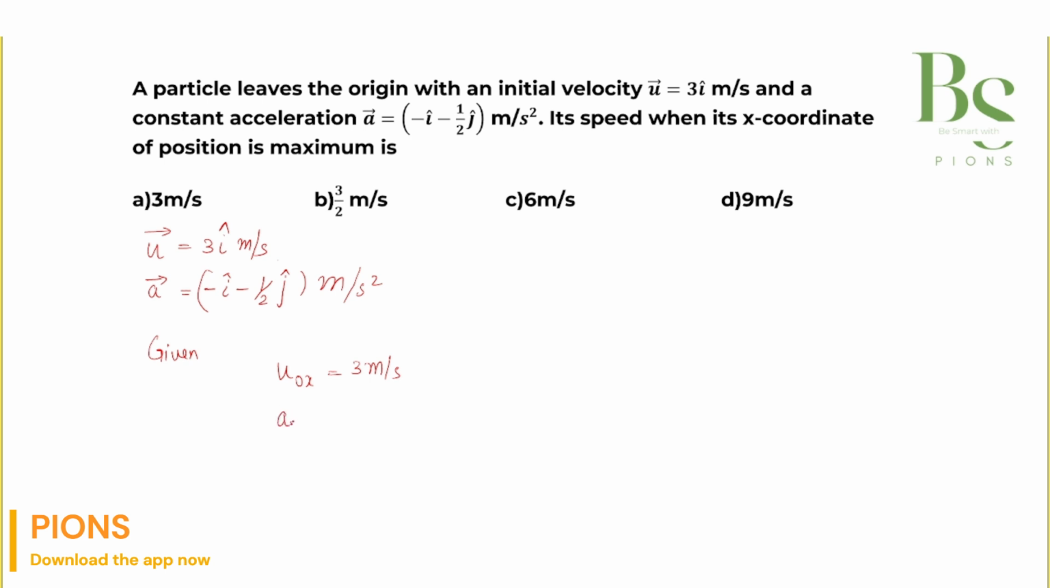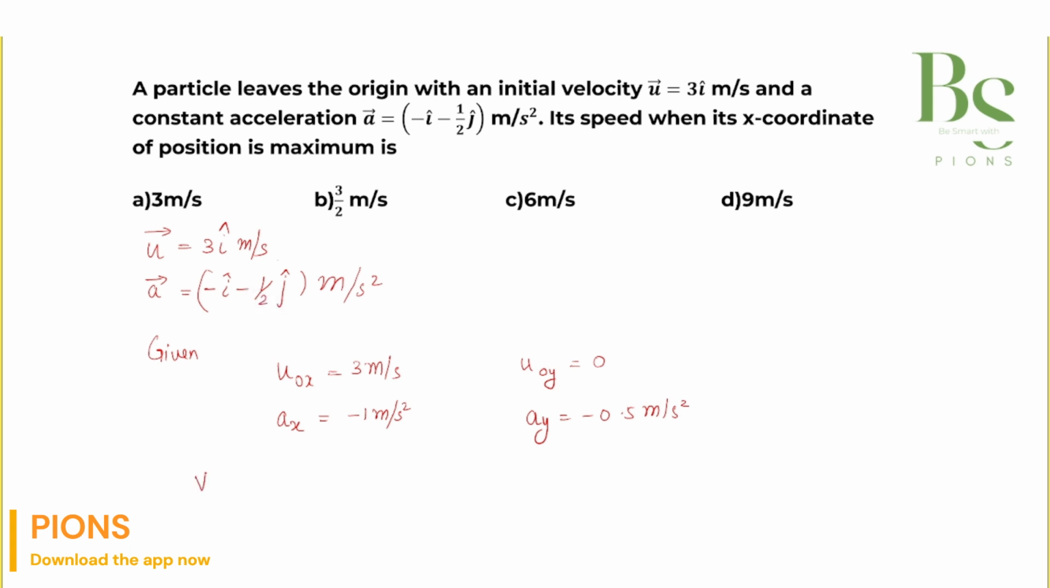Now, anything else is given? Acceleration along the x-axis is minus 1 meter per second square. Look here, acceleration is minus 1. Now, what is our initial velocity along the y-axis? Let me write it as u0y. That will be 0. And what is our acceleration along the y-axis? That is minus 0.5 meter per second square. From where did you get 0.5? Half is nothing but 0.5, correct? And that too negative. These are the information given.